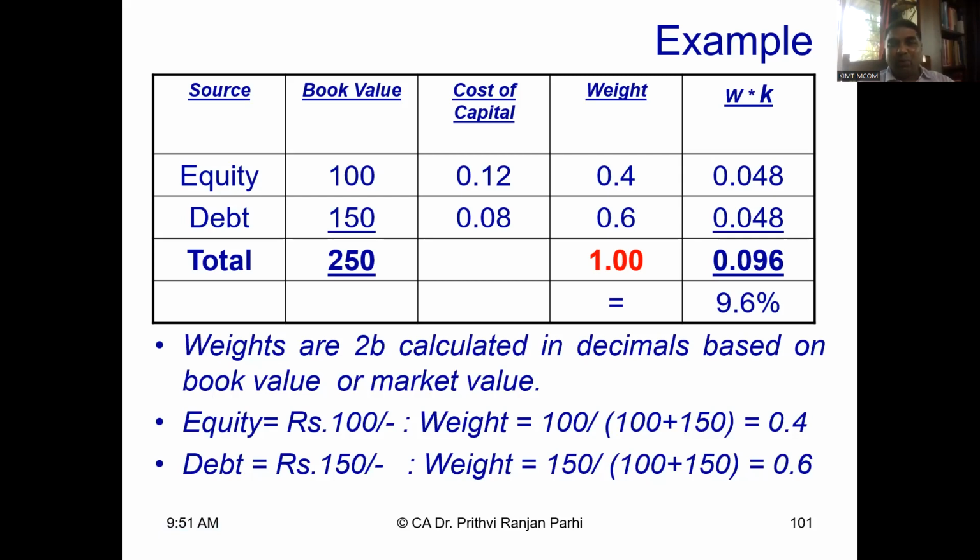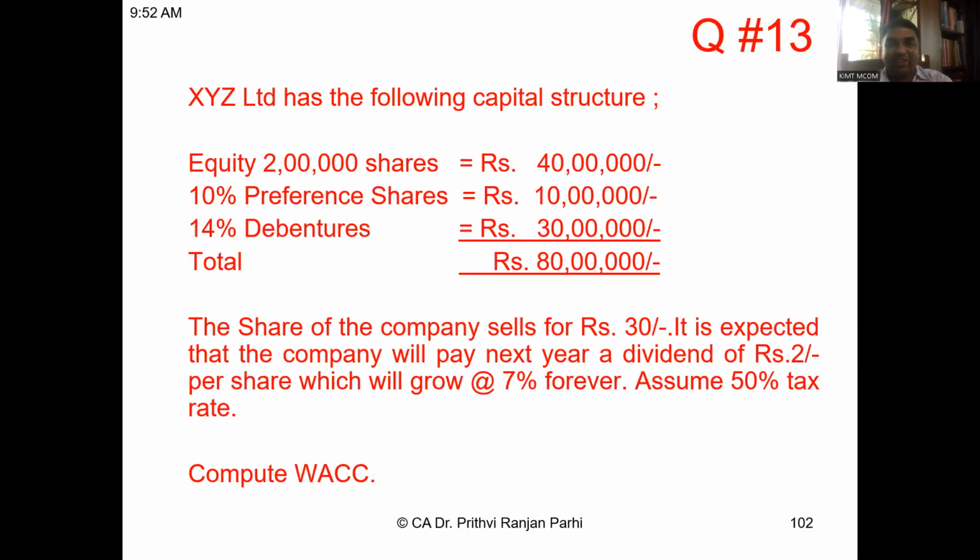Okay. How are weights to be calculated? It is given below. Equity's weight is 100 divided by 250, that is 0.4. Debt's weight is 150 divided by 250, that is 0.6. That means how are you getting this 0.4? 100 divided by 250. How are we getting 0.6? 150 divided by 250. Okay, once we know the cost, once we know the weight, then we'll be able to compute the weight into cost and just take the sum of that, we're getting weighted average cost of capital.